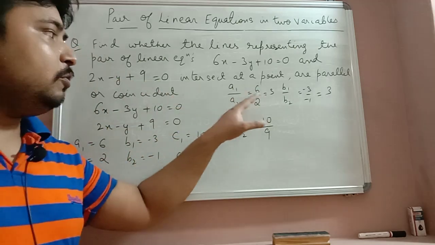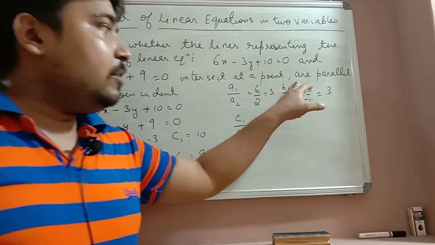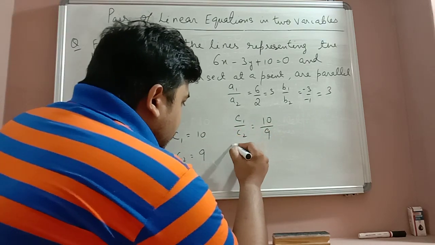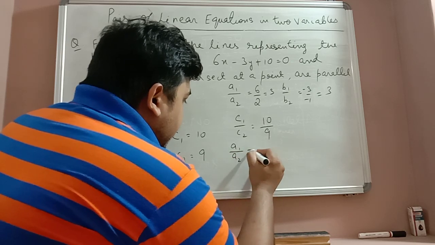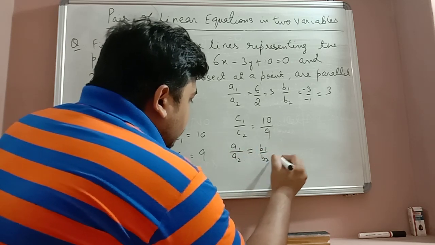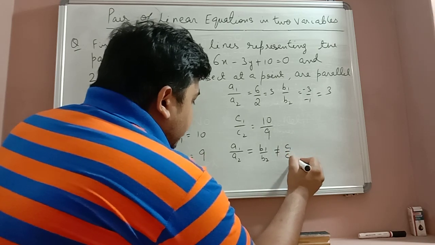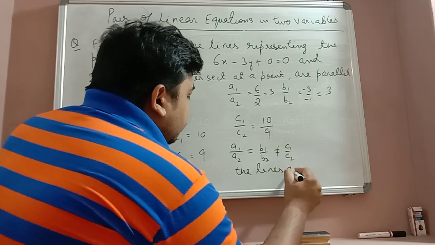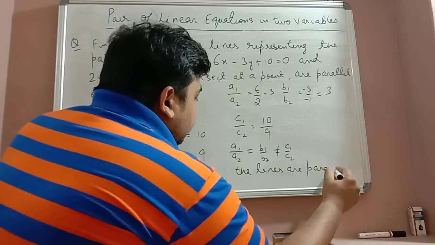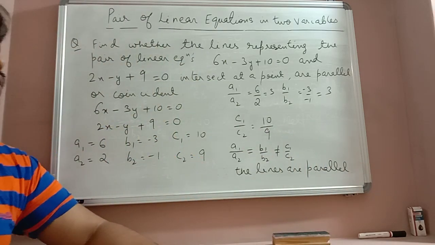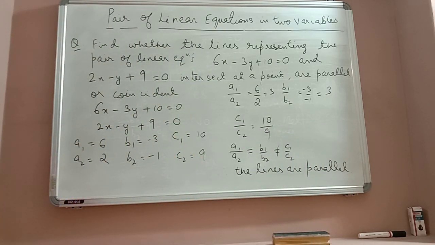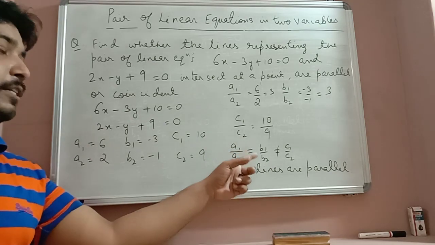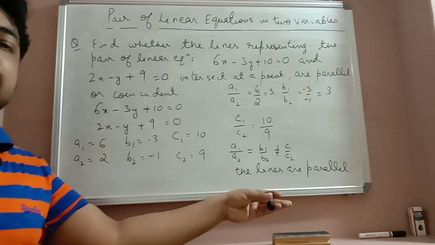Now here I draw a conclusion that a1 by a2 is equal to b1 by b2 and it is not equal to c1 by c2. So the condition which comes out is a1 by a2 equals b1 by b2 not equal to c1 by c2. So therefore the lines are parallel. So we came out with the conclusion that the lines are parallel since we got the condition as a1 by a2 equals b1 by b2 not equal to c1 by c2.